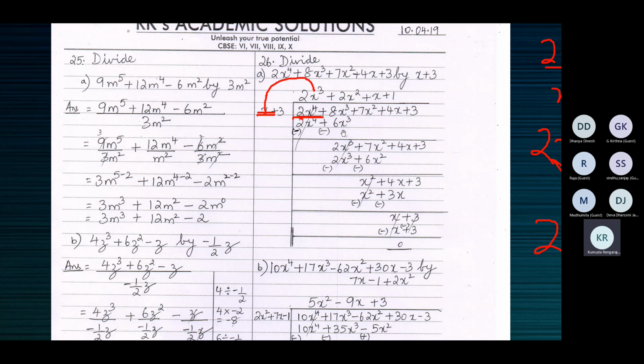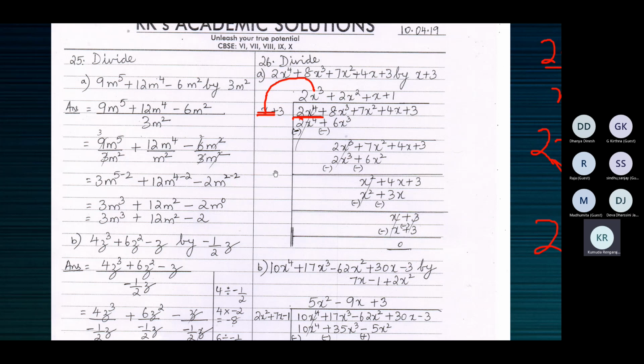After that, we have to subtract. Because it's division, we subtract. To subtract, change the signs. It's a plus here, make it minus. Again, it's a plus here, make it minus. Put the changed sign in a bracket. Now forget the original sign. Take only the new sign. 2x to the power 4 minus 2x to the power 4. They get cancelled because it is 0.